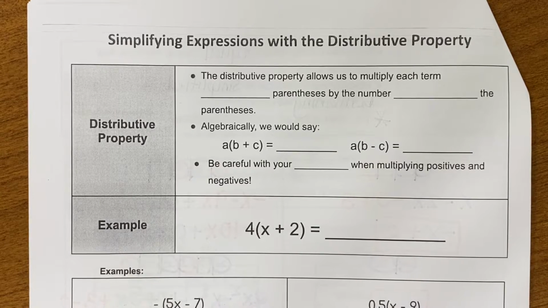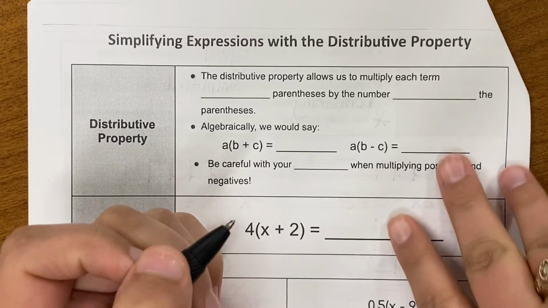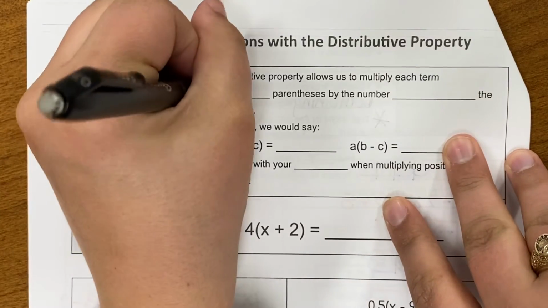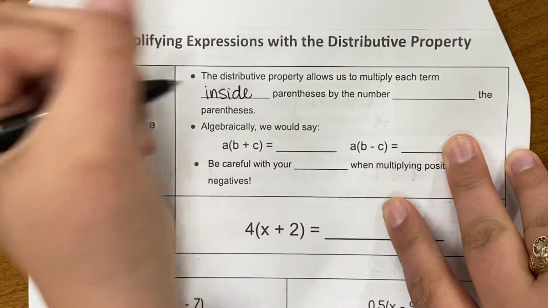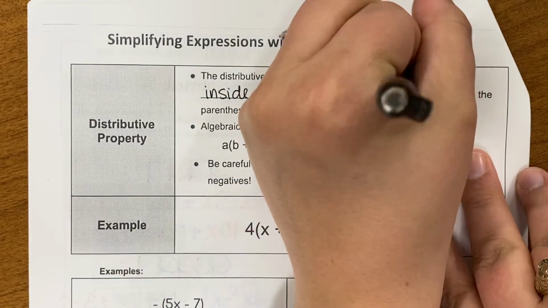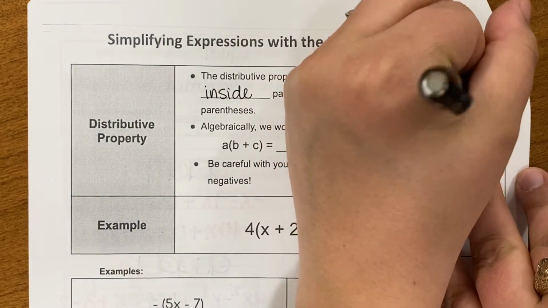Today we're going to talk about simplifying expressions with the distributive property. First, let's refresh our memories on what the distributive property is. The distributive property allows us to multiply each term inside the parentheses by the number outside the parentheses.